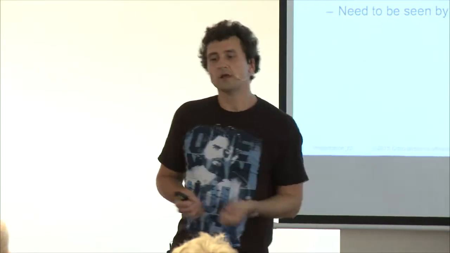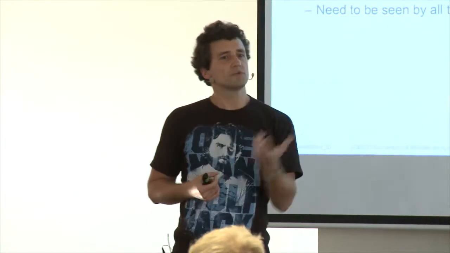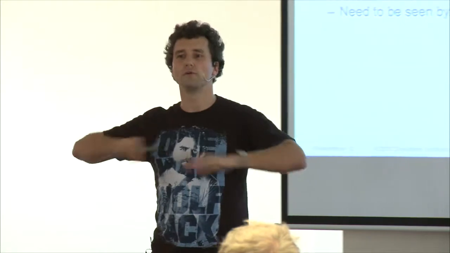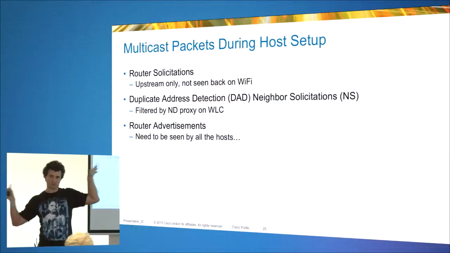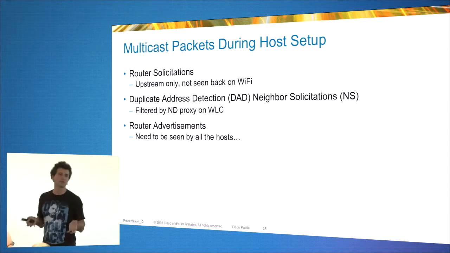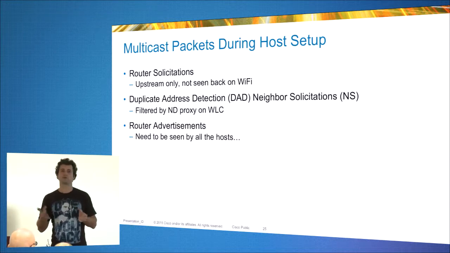Now, the neighbor solicitation packets, it will depend. In the wireless LAN controller case, it is actually behaving fairly smart, and it knows about the neighbor discovery process being done by the host. So it is smart enough to not forward all these extra neighbor solicitations onto all the clients. That's the part where I was talking about this large segment of neighbor solicitation. That part is largely dampened by the neighbor discovery proxy on the wireless LAN controller.